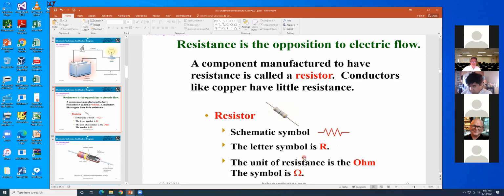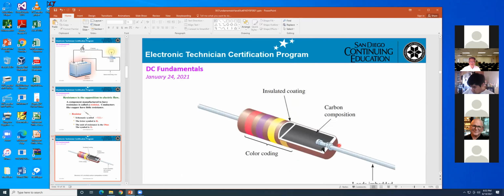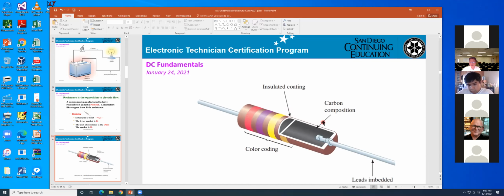So basically, resistance is opposite to the current flow. Big resistance, less current. And now that I've given you the symbol for resistance, there is also a color code, which you can get here, just for your reference.